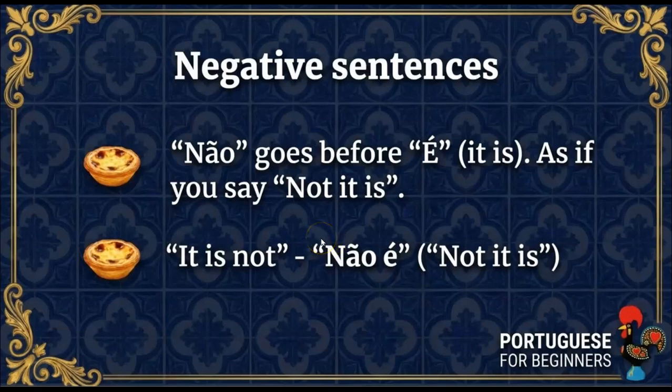So, how do we create negative sentences? This is going to be one of the differences between building sentences in Portuguese and in English. In English, you always put the negative word after, as in, it is not. For us in Portuguese, it's as if you'd say, not, it is. The word não goes before the verb, always. In this particular case, não goes before é, as if you say not it is. It will be não é. It is not. Não é.